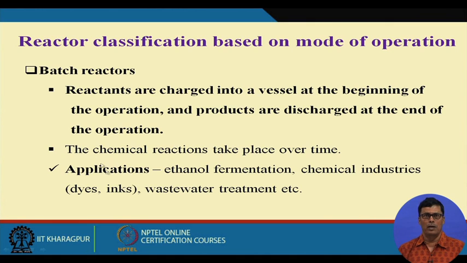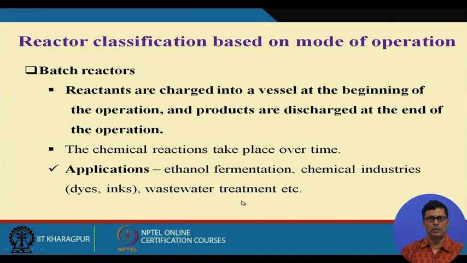India has more than 250 distilleries which produce ethanol from cane molasses, and most of the ethanol fermentation process, if you look at early days, was operated in batch. Recently some of them have been converted to the continuous process. Then we have chemical industries like dyes and inks production that use the batch process, and particularly in waste treatment processes we largely use this batch process.